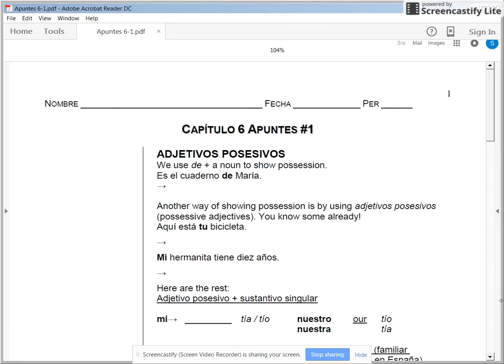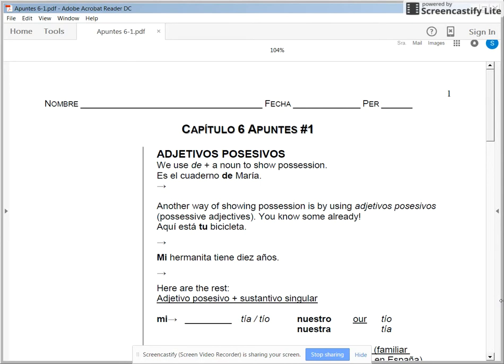Another way of showing possession is by using adjetivos posesivos. And you know some already. We've used some in the past constantly. So now they're just kind of all together. So we have two sample sentences here. Aquí está tu bicicleta should translate to, here is your bicycle.